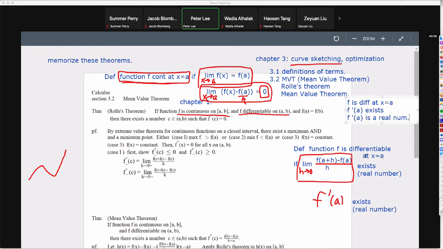Okay. And then now, if you look at the Rolle's Theorem here, we have one other condition here. What does it say? It says that f of a equals f of b. So I want you to kind of understand what it means, and then there is a number. If that is the case, then now we have this. Then there exists a number.